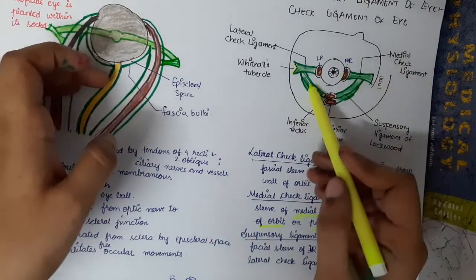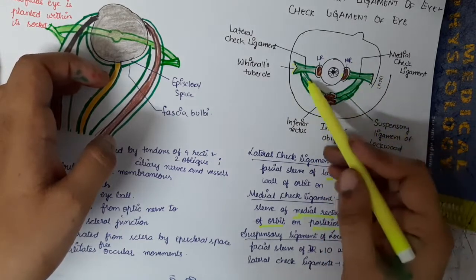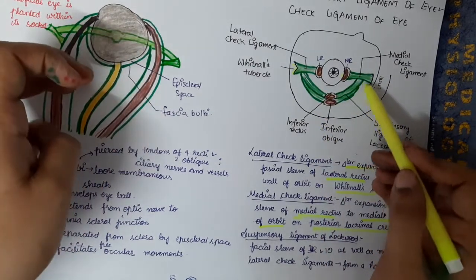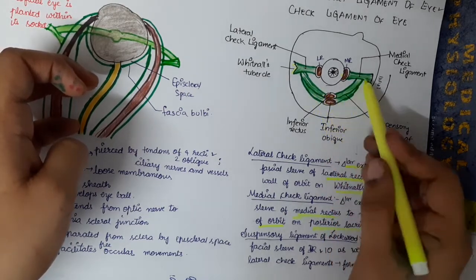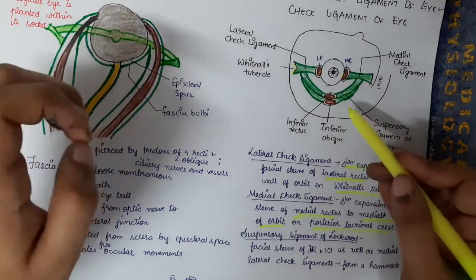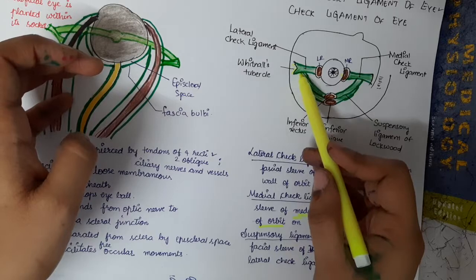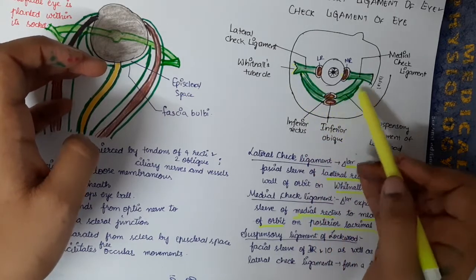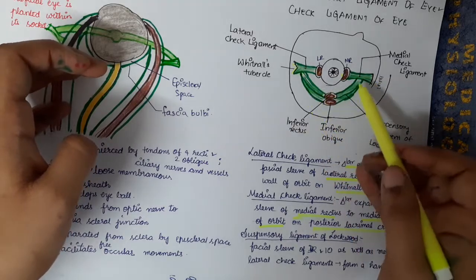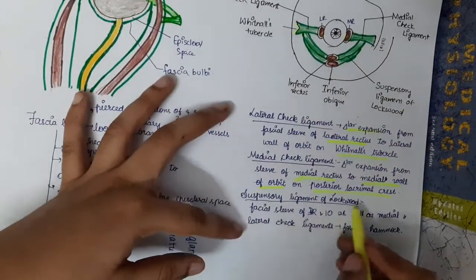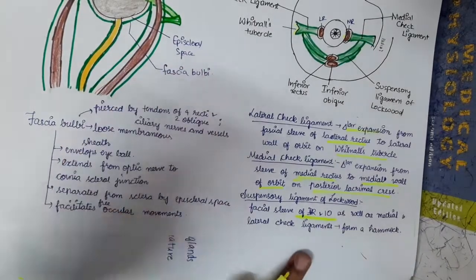Okay, then we have something called the suspensory ligament of Lockwood. So this is the suspensory ligament of Lockwood. It is a fascial sleeve of the inferior rectus. This is the inferior rectus and this is the inferior oblique. It is a fascial sheath of the inferior rectus and inferior oblique which is connecting the medial check ligament and the lateral check ligament, and it forms a hammock. Okay, so this is the suspensory ligament of Lockwood. It is enclosing the inferior oblique and inferior rectus.